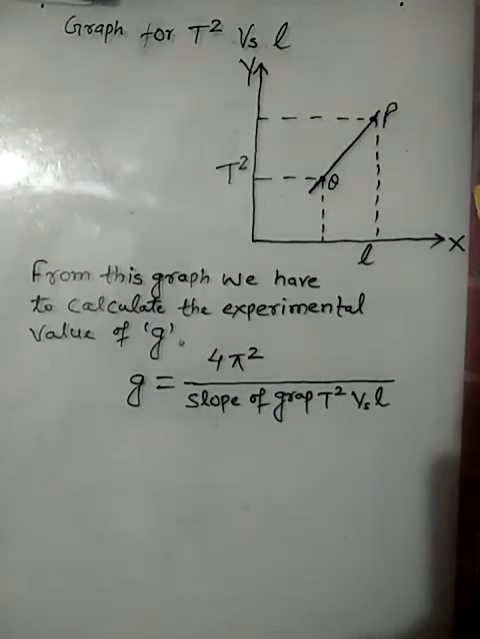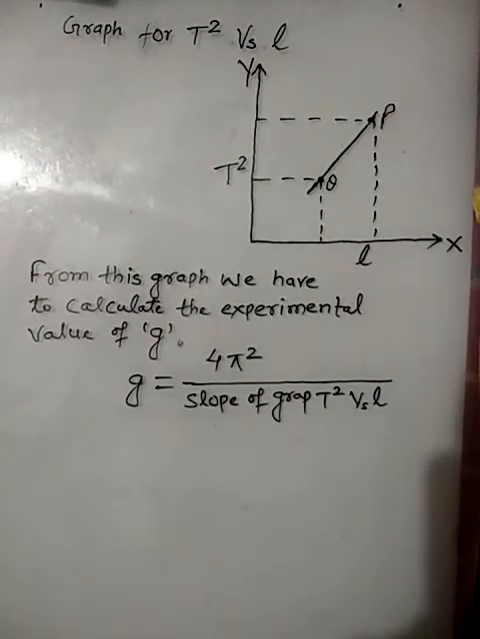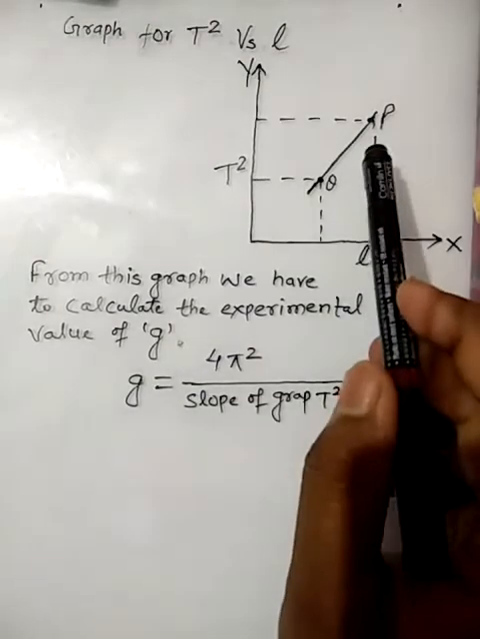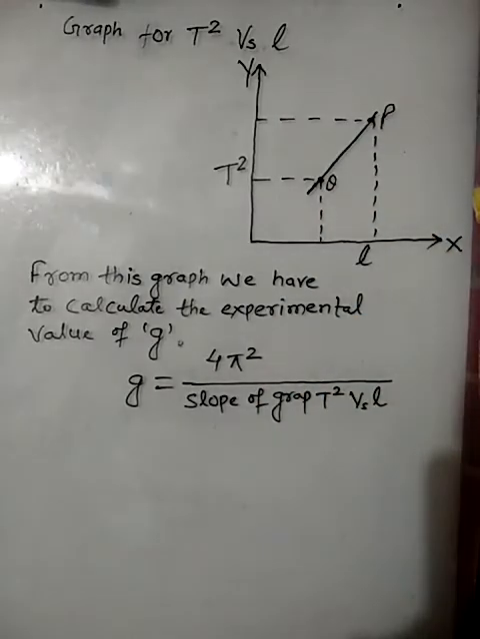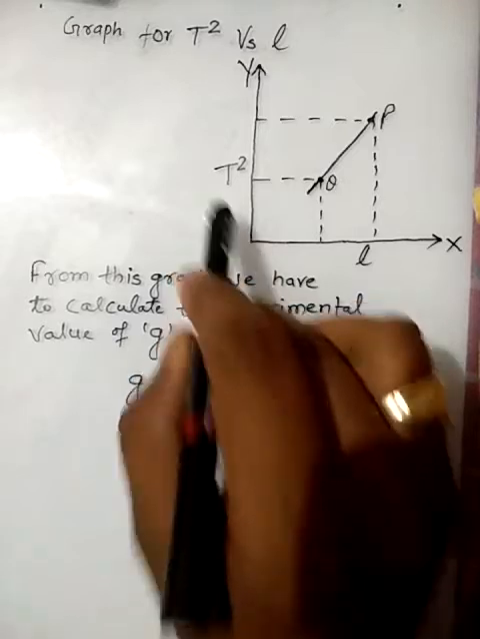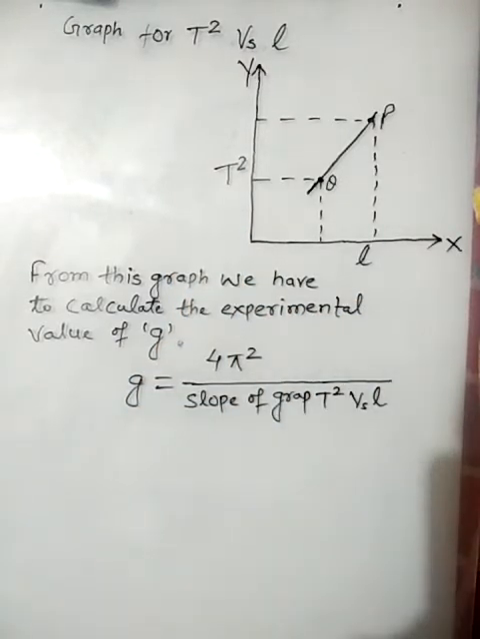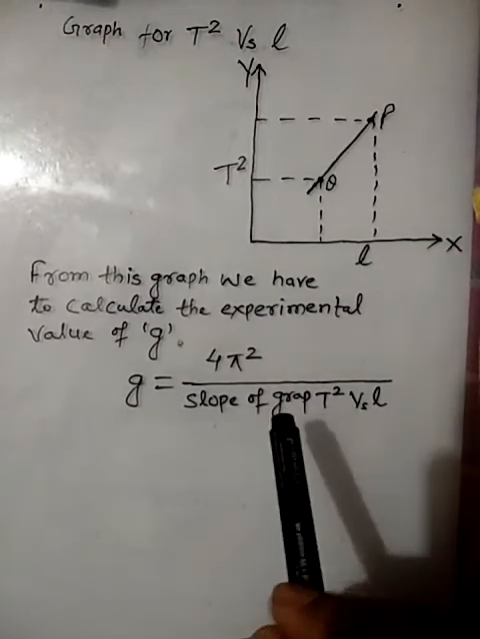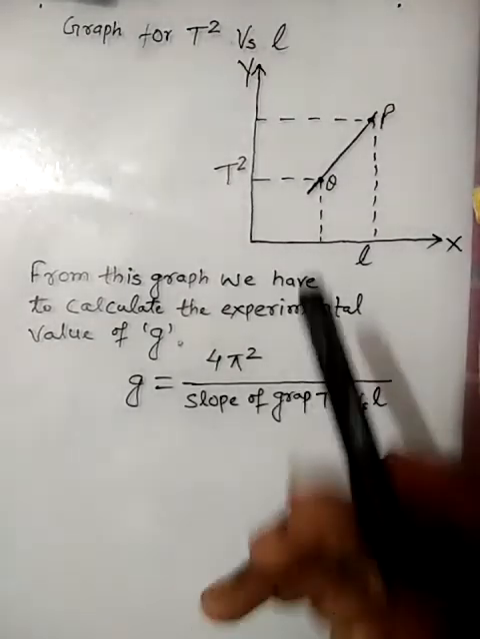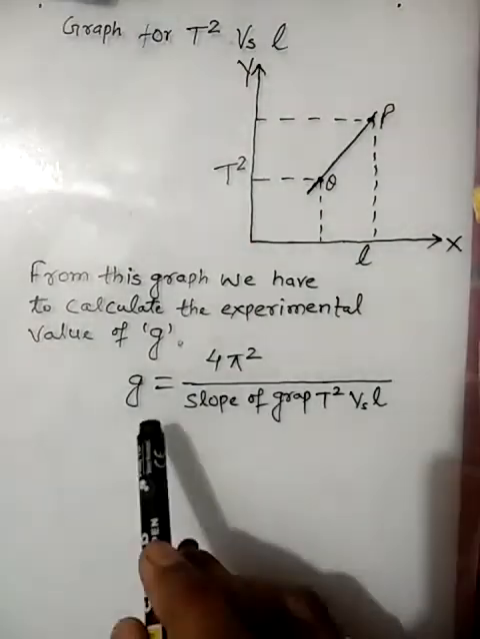For various values of L, if we find the time period of oscillation, then a straight line is observed for this relation, T square versus length of the string. We will also perform this experiment in our lab work, in which we found this graph.